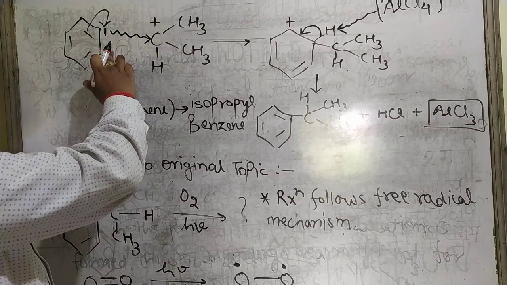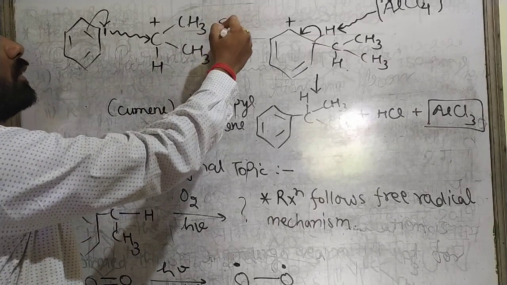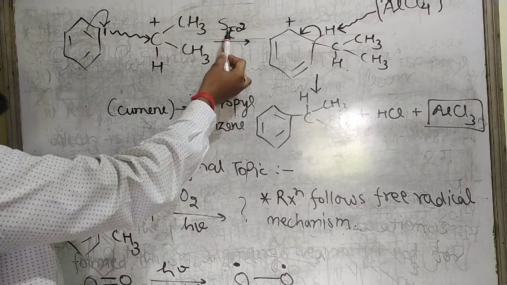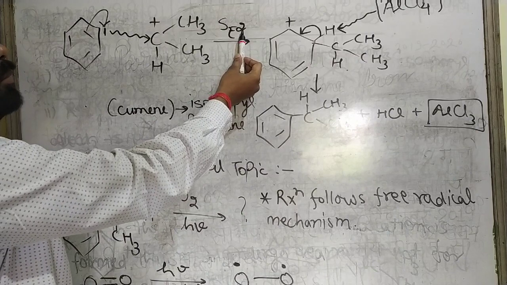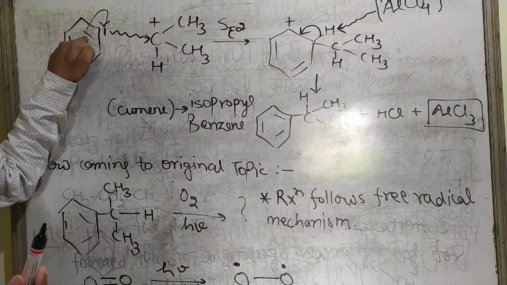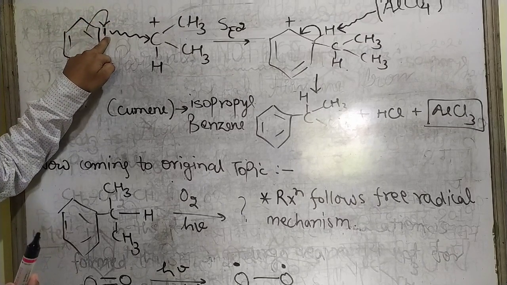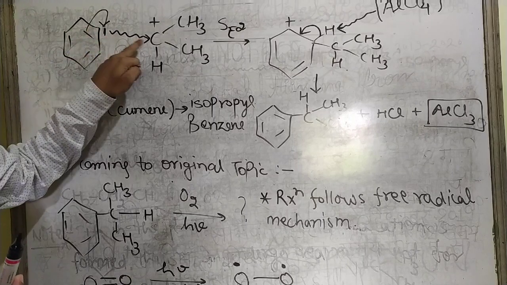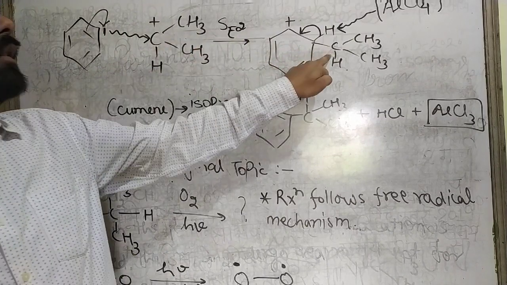Now in the benzene, this electrophile will get attached via SE2 mechanism. SE2 means substitution, which is electrophilic in nature, and the kinetics follows bimolecular addition. Now this bond will get broken in this form, and this carbon will possess minus charge. This minus charge will attack on this carbocation. This carbocation will get attached in this manner.